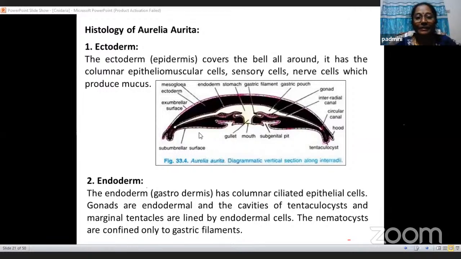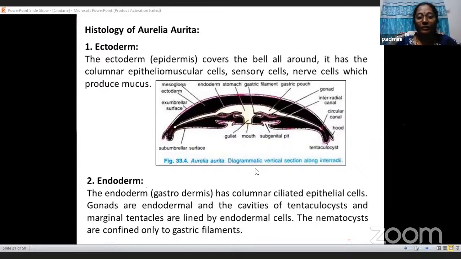And inside is the subumbrellar surface, which opens into a mouth, because in the polyps you have the mouth on the upper region, whereas in the medusa form the mouth is on the posterior region. So the mouth leads into the gullet, and this is a subgenital pit. So this is about the histology of the medusa. You can just go through that, because whatever I told is what is present over there.